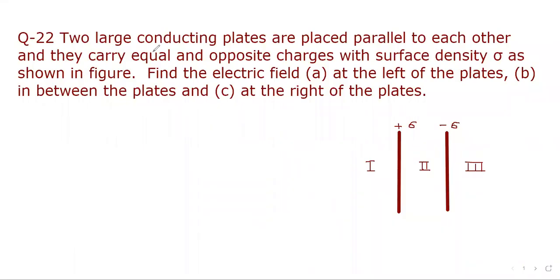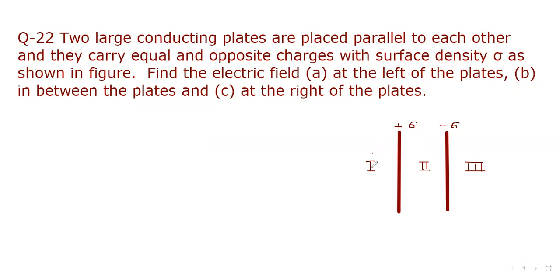Question number 22. Two large conducting plates are placed parallel to each other and they carry equal and opposite charges with a surface density sigma as shown in the figure. Find the electric field, part A, at the left of the plates, part B, in between the plates, and part C, at the right of the plates.